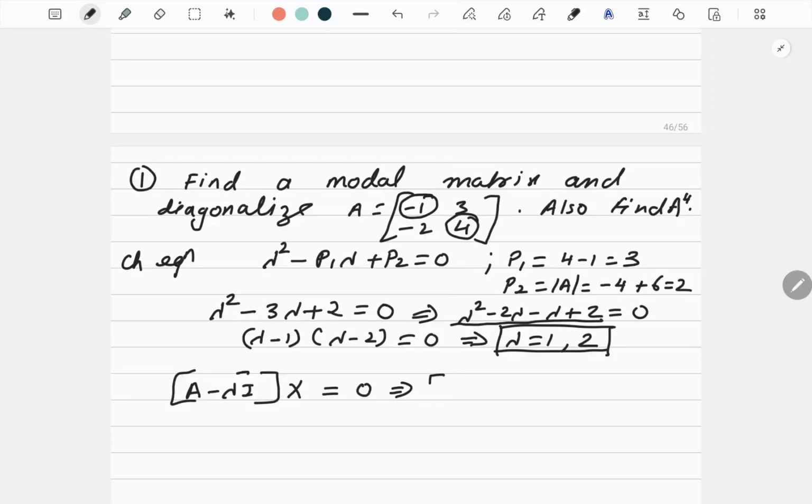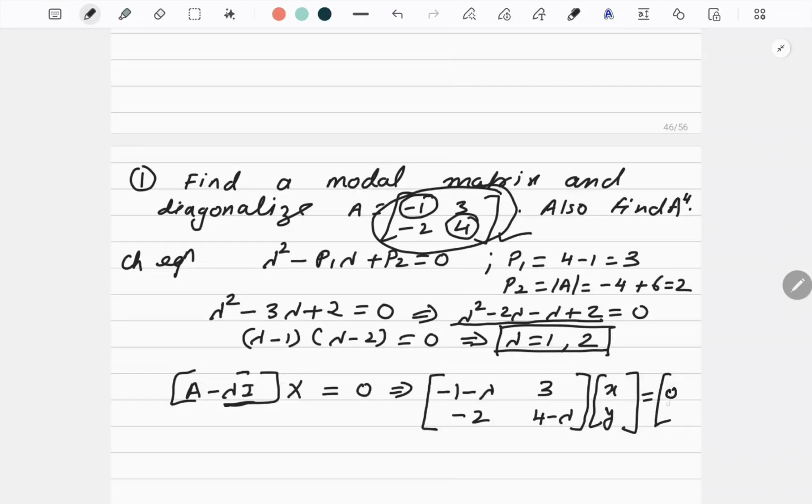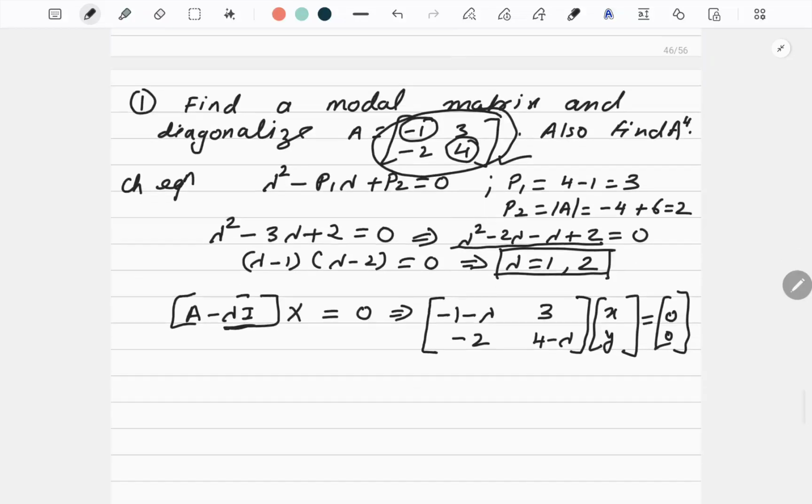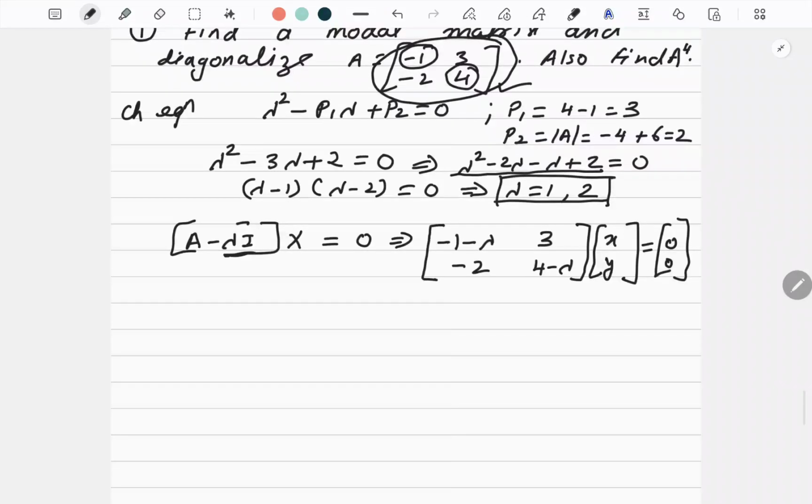Now, in this case, what is my A? A is this given matrix. When I am saying A minus lambda I, it means the diagonal elements I should subtract by lambda. So, minus 1 minus lambda, 3, minus 2, 4 minus lambda. Just look at this matrix. Only the diagonal elements I am subtracting lambda from. Here capital X is a column vector, xy, equal to 0, 0. Now, this is my standard equation I will be using for the eigenvector.